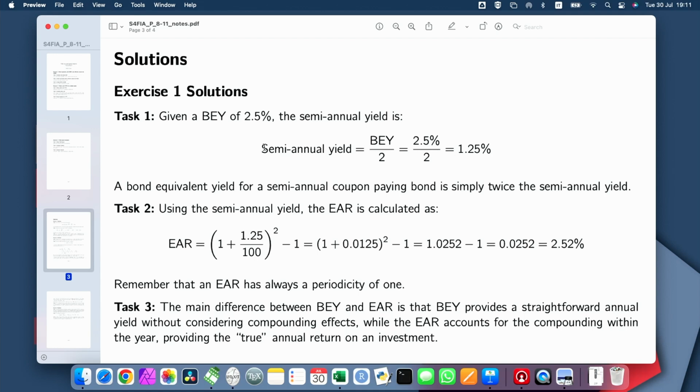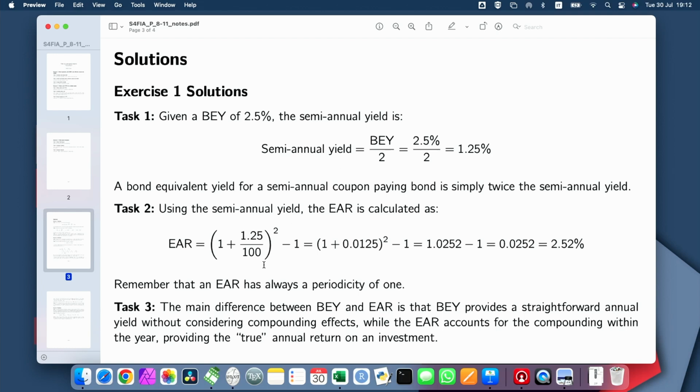As a reminder, when you find yield to maturity, regardless of annual, semi-annual, or quarterly coupon payments, the yield is reported on a bond equivalent basis. It's always specified if a yield to maturity is reported as an effective annual rate.